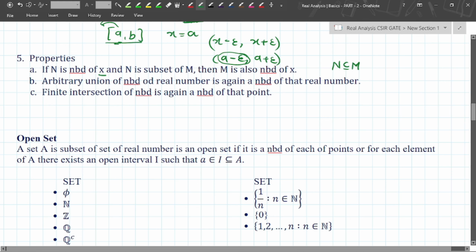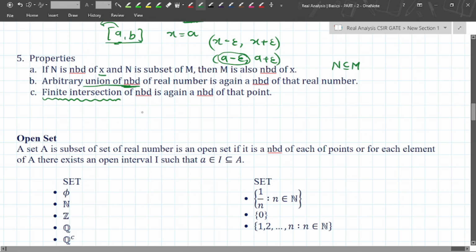Now, the arbitrary union of neighborhoods of a real number is again a neighborhood of that real number. Arbitrary union is fine, but for intersection it must be finite, not arbitrary. Arbitrary union will again be a neighborhood, but a finite intersection of neighborhoods is again a neighborhood of that particular point.